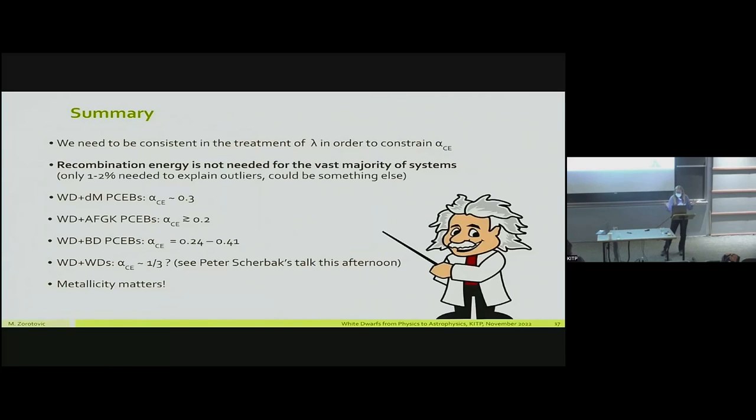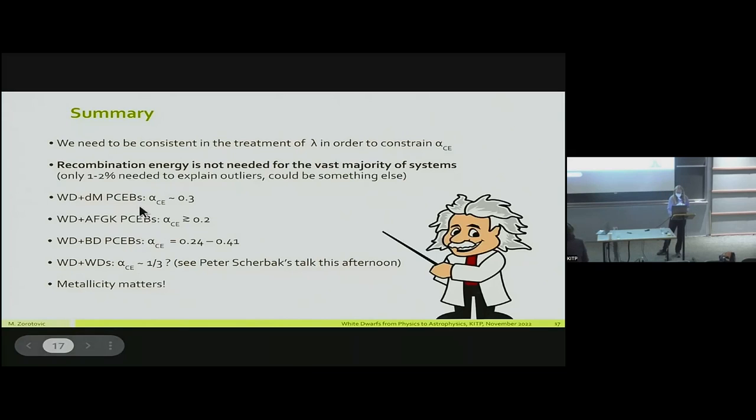So as a summary, we need to be consistent when we try to constrain alpha and compare with the results from some others: if they use alpha lambda, if they use the same initial configuration, what did they include in this lambda parameter. Also, recombination energy in the vast majority of the cases is not needed, just thermal plus gravitational is enough. And in the 2 outliers, it can be even any other source of energy that helps.